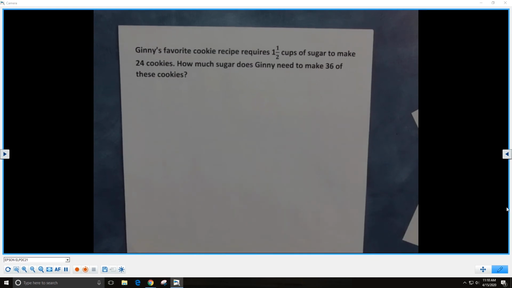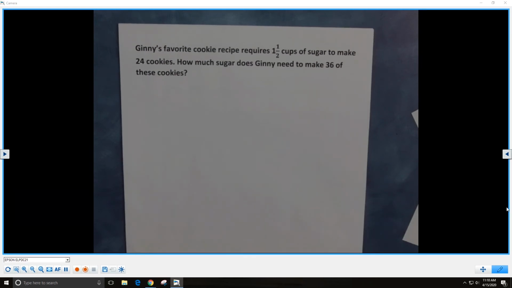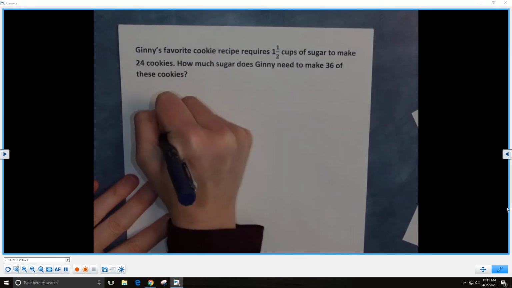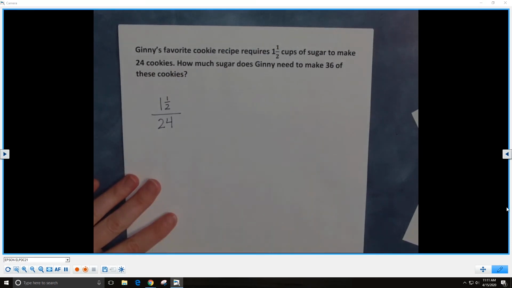Jenny's favorite cookie recipe requires 1.5 cups of sugar to make 24 cookies. How much sugar does Jenny need to make 36 of these cookies? You try this one on your own. Well, we can think of this ratio as the amount of sugar per number of cookies, which looks like this.